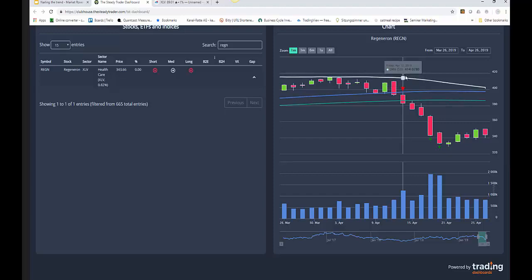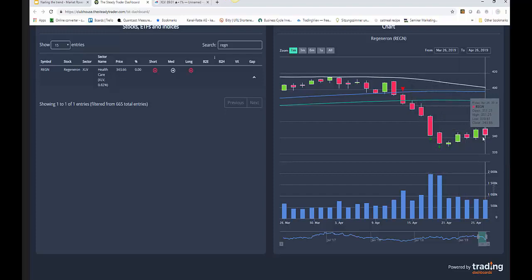But the pattern in and of itself is not enough. You need to know what the sector and group are doing. You need that sponsorship from the institutions. The stock drops and we get an oversold signal, and then you take profit here and the stock bounces.